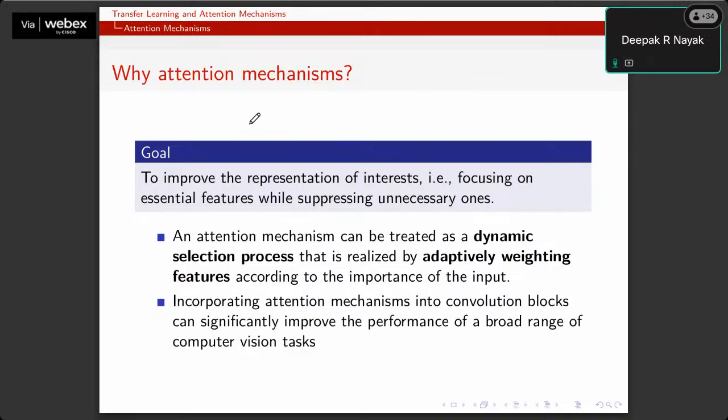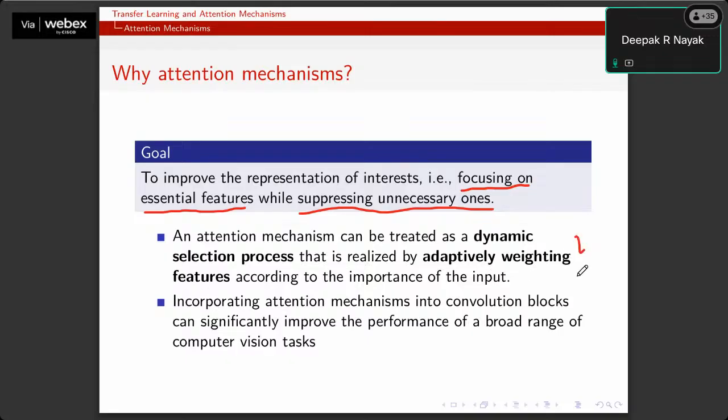Another important definition of this attention: what is our goal in case of attention? It is just to improve the representation of interest. That means focusing on essential features while suppressing the unnecessary ones. That is what we discussed right now. And this attention mechanism can be considered as a dynamic selection process. We'll discuss it later on: what do you mean by this dynamic selection process, what it basically selects, and why it is so called. That is realized by adaptively weighting the features according to the importance of the input.